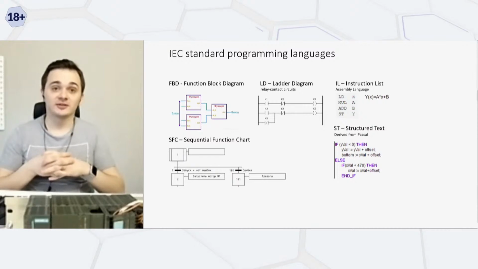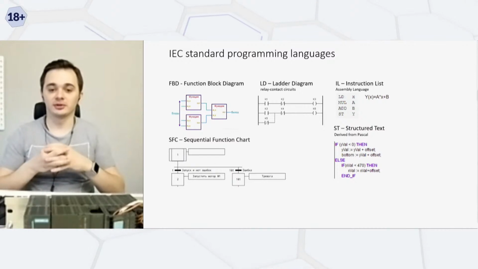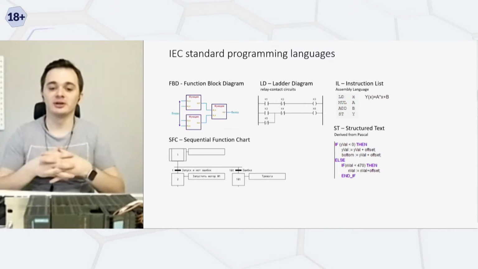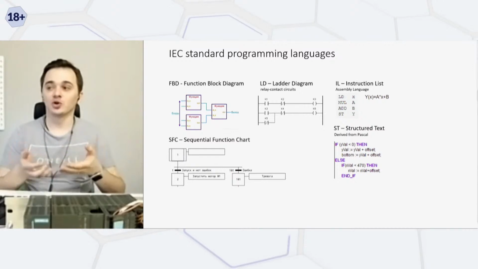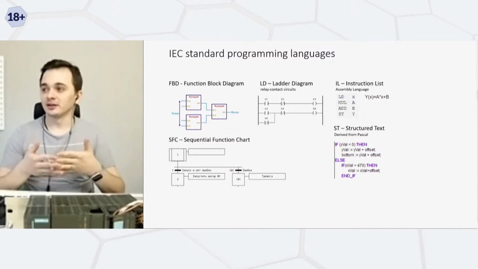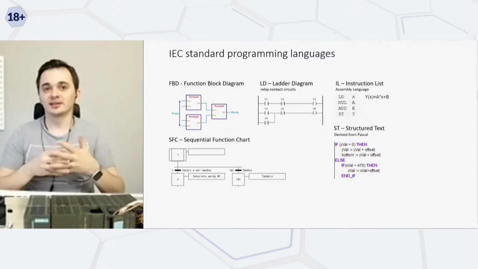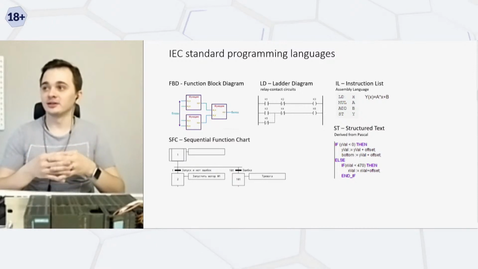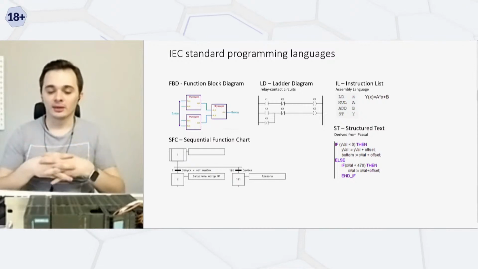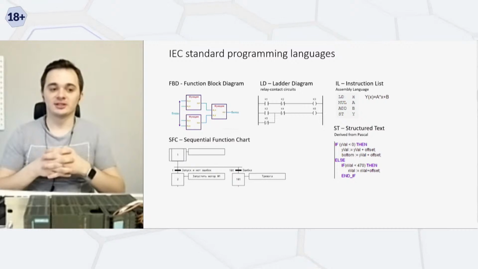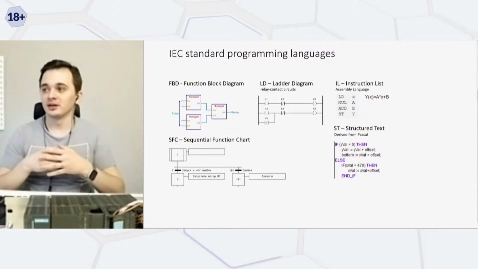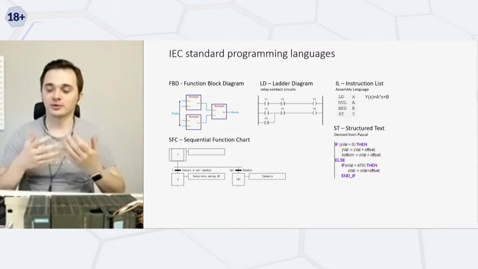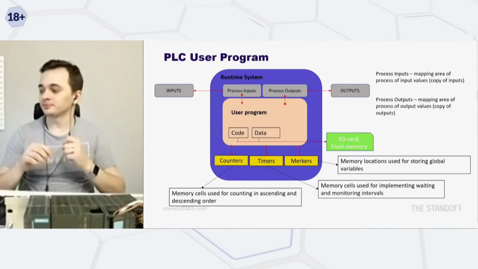LD, ladder diagram, it looks like an electric schematic, and maybe an engineer who is already familiar with those schematic documents would find this language easier to program on. Or ST looks like a high-level language, and IL it looks like an assembly language. And sometimes you can be more precise with an IL.